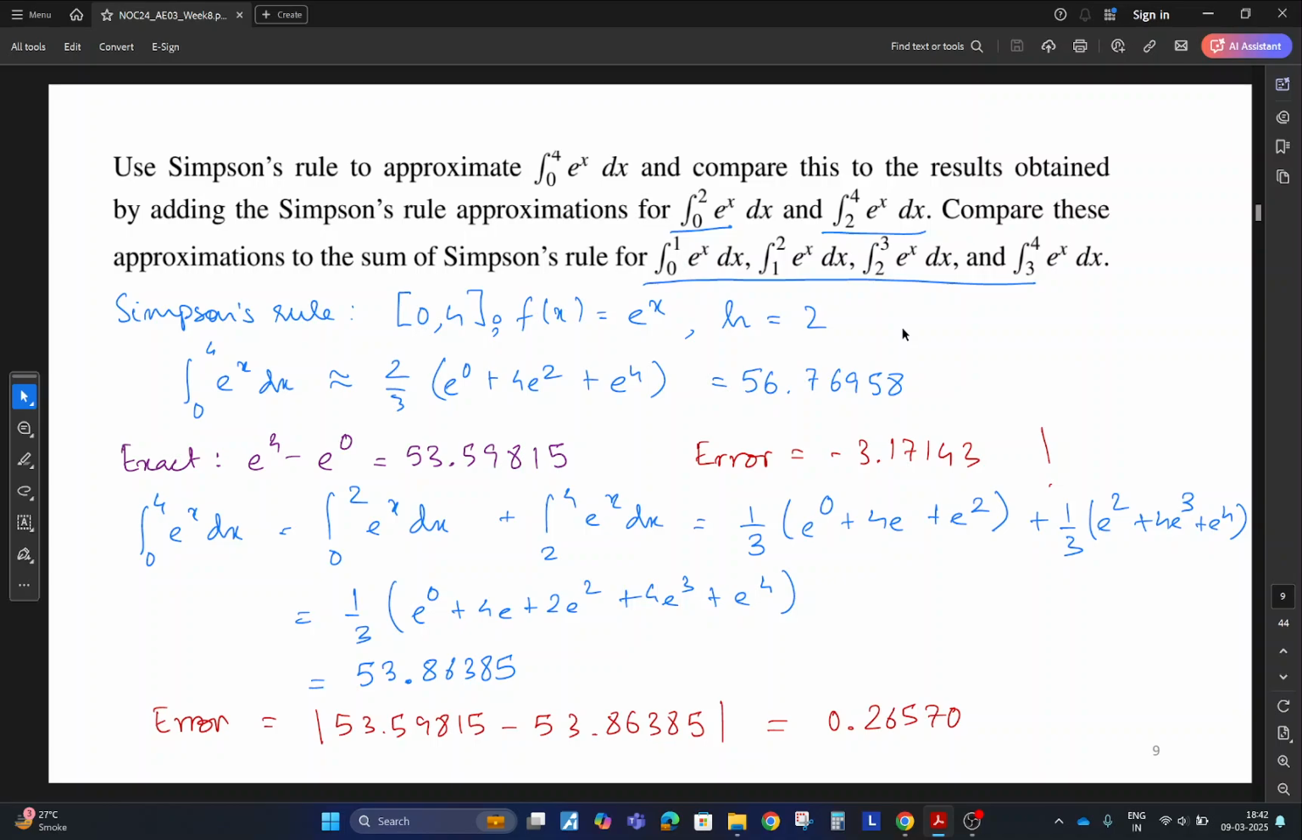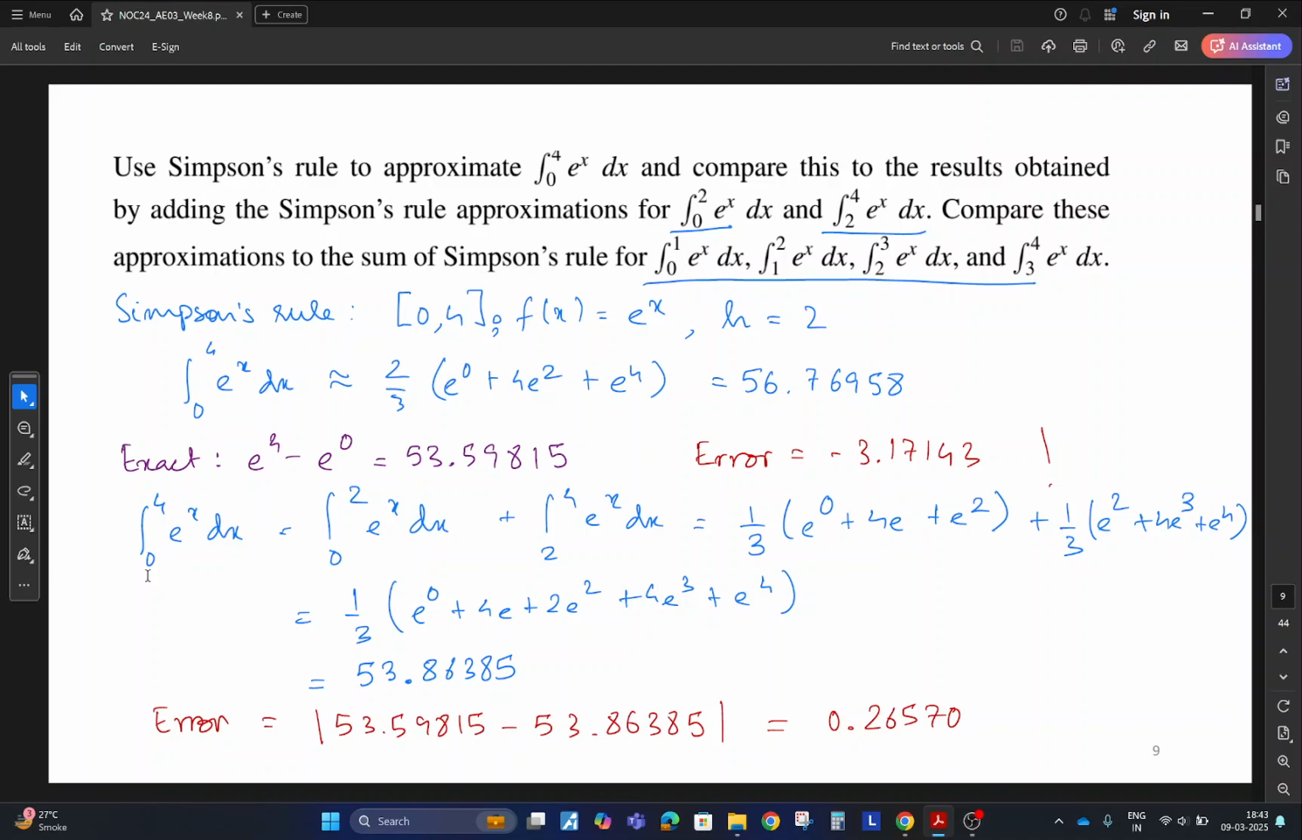However, since this is a very elementary integral, we can also solve for the exact area under the curve, and we find that it is 53.59815. Thus, the error between the exact value and the approximated value is 3.17143, and the Simpson's rule is overestimating this.